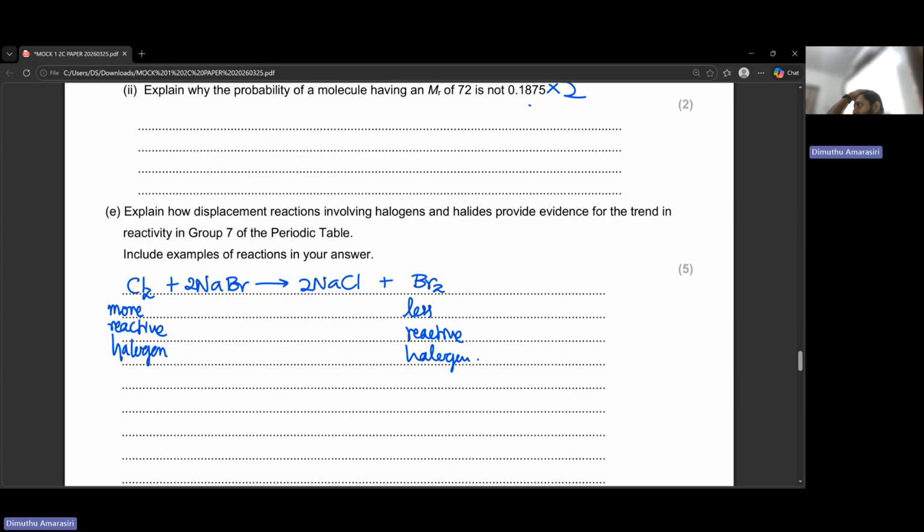Chlorine is more reactive, so next comes bromine. So you put bromine into sodium iodide. There's no use putting it into sodium chloride, because chlorine is more reactive. So bromine added to sodium iodide, you get sodium bromide and iodine.